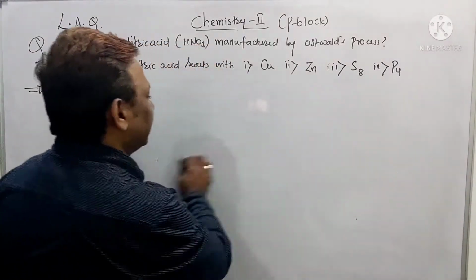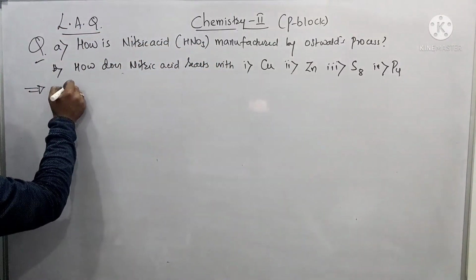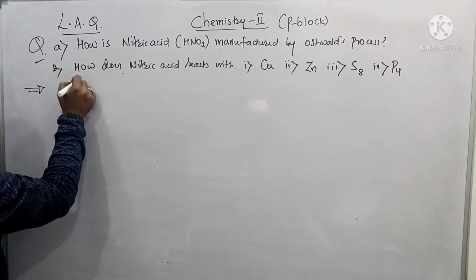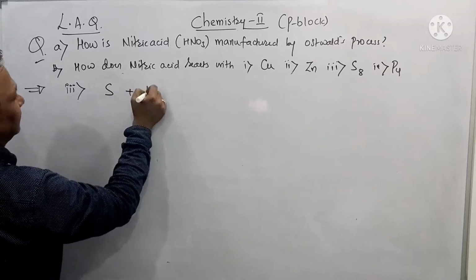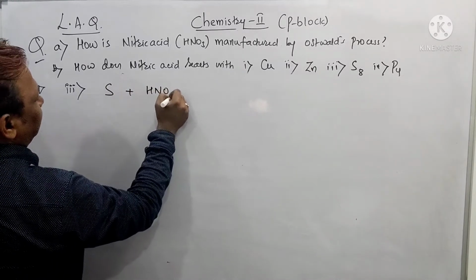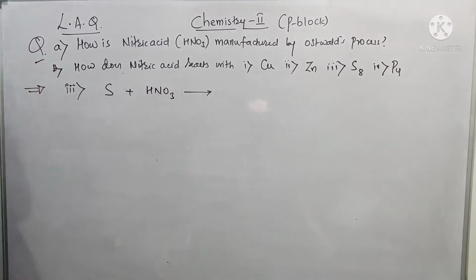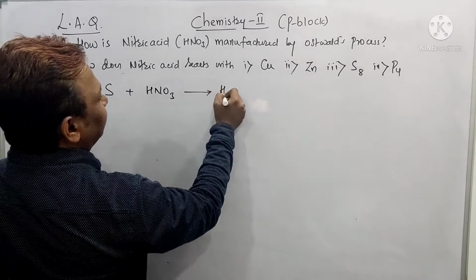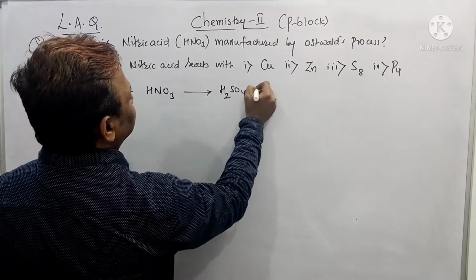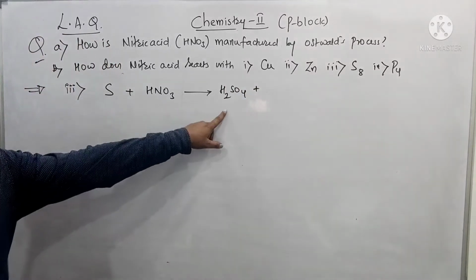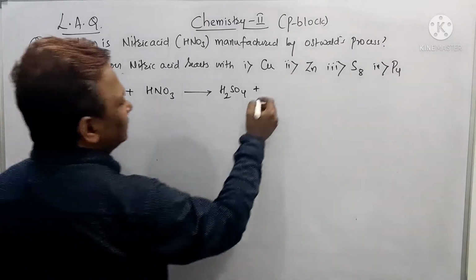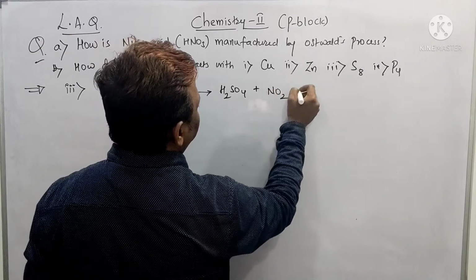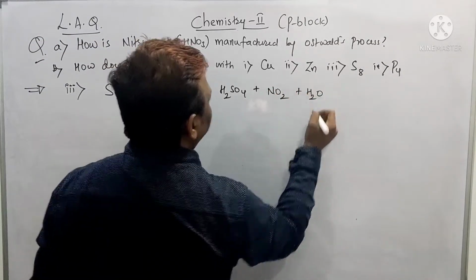Now come to sulfur. Third one is sulfur. Reaction of nitric acid with sulfur. Sulfur on reacting with nitric acid gives rise to its acid. What is this acid, beta? Sulfur's acid, sulfuric acid. And nitric acid can be converted into what? Yes, sir. NO2 gas plus water.